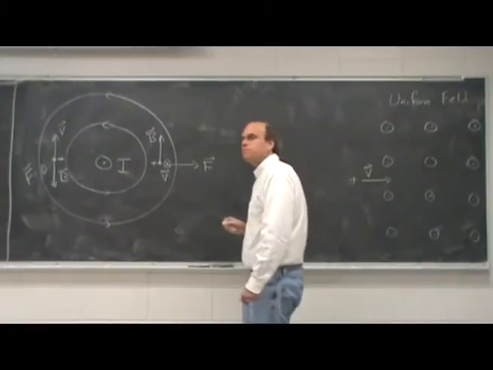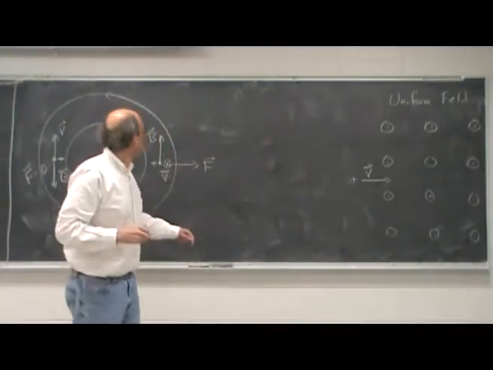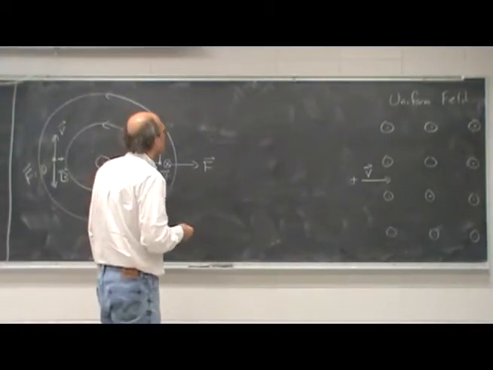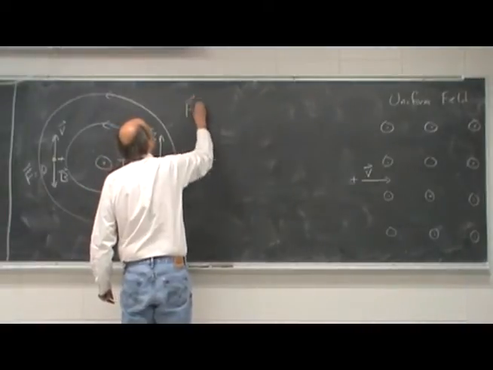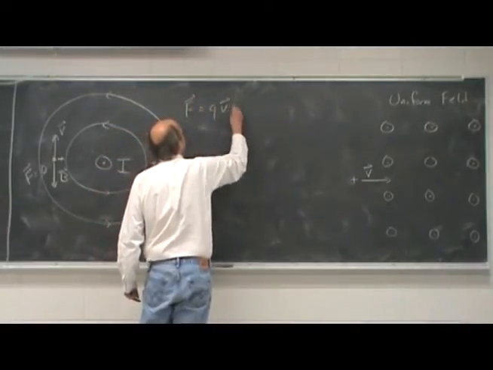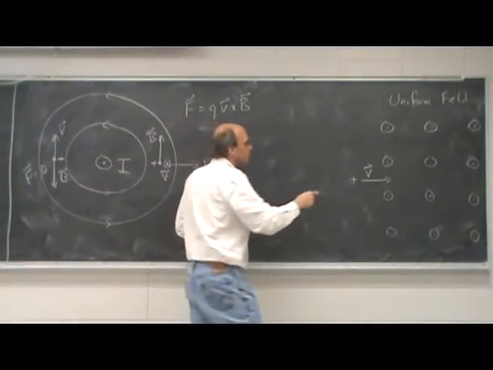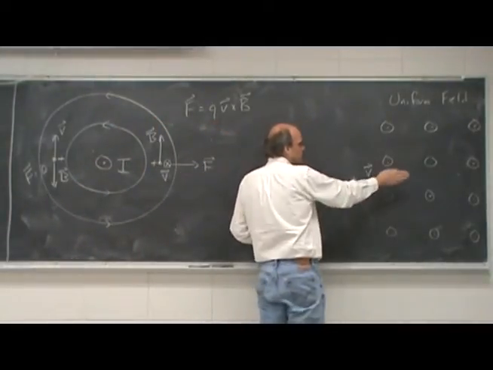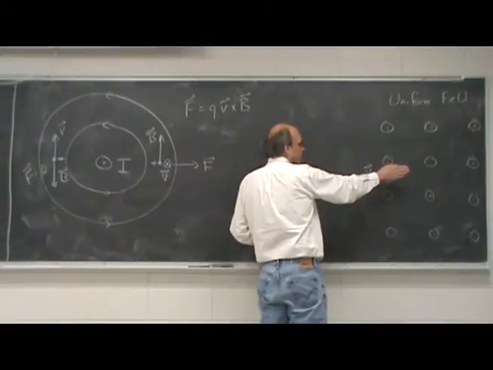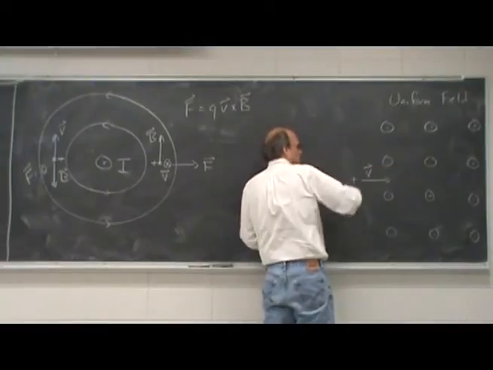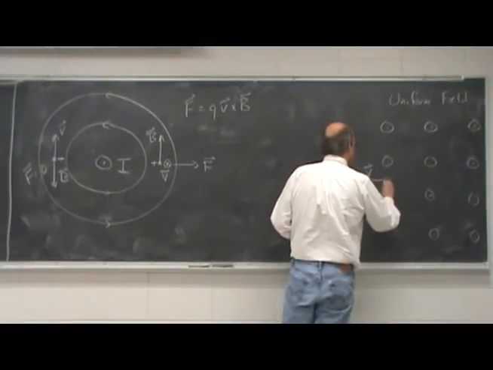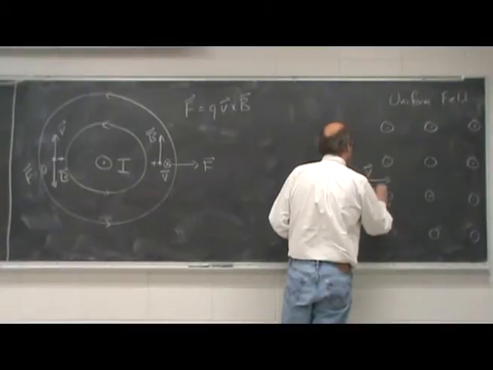There's this velocity. Well, I erased my magnetic force. Force is still QV cross B. Now I'm going to figure out the direction of the force right here. So QV, and the field points out, cross B. So at that point, the force points that way.